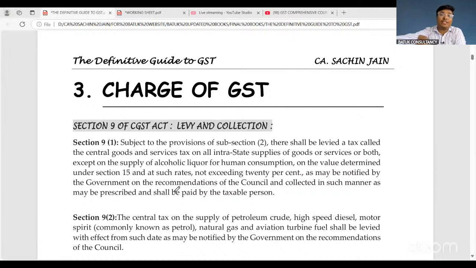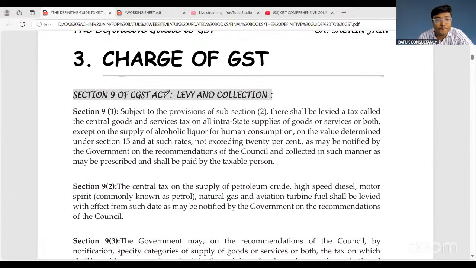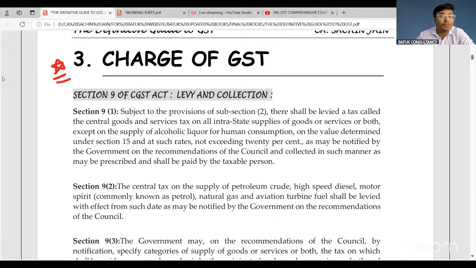Sir, beneficial interest in the movable property, just wait. We'll discuss it after charge and sections number 10, 11. Then definitely this topic will be covered automatically. Certain things I just want to share first, after that we'll take that point as well.